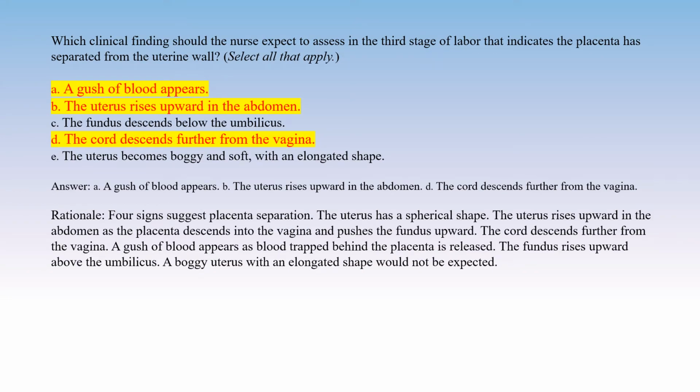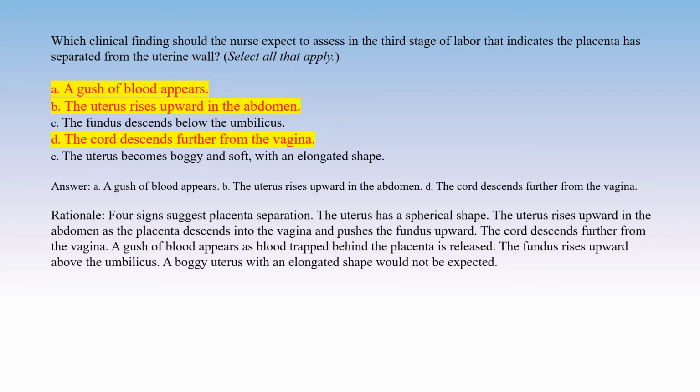Answer: A. A gush of blood appears. B. The uterus rises upward in the abdomen. D. The cord descends further from the vagina. Rationale: 4 signs suggest placenta separation.